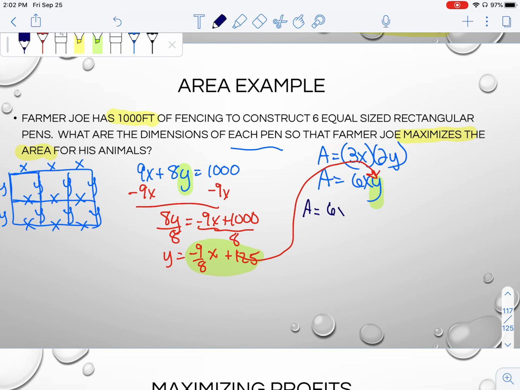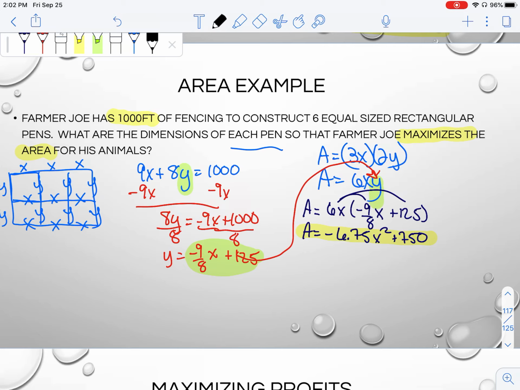Area equals 6x times negative 9/8x plus 125. Let's distribute, multiply this thing out. So 6 times negative 9/8 is negative 6.75 x squared, and 125 times 6 gives me 750x. I now have a quadratic equation. Okay, so now that's the equation I need to maximize. So I'm going to use the vertex formula to maximize it.